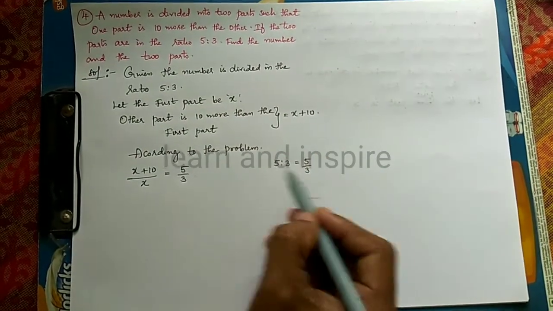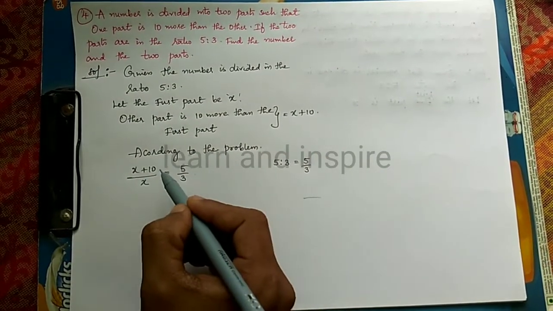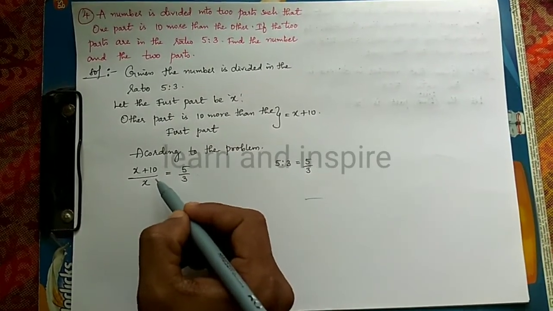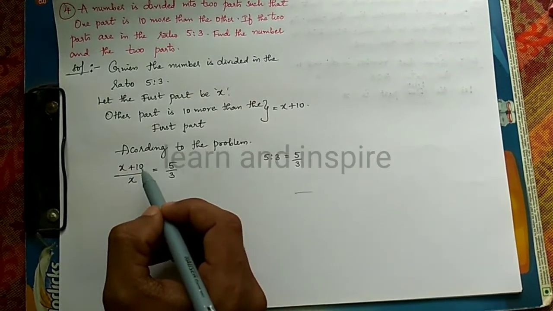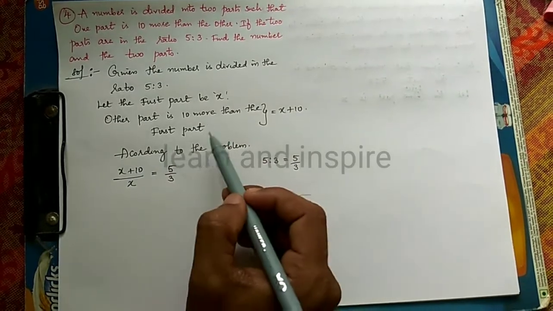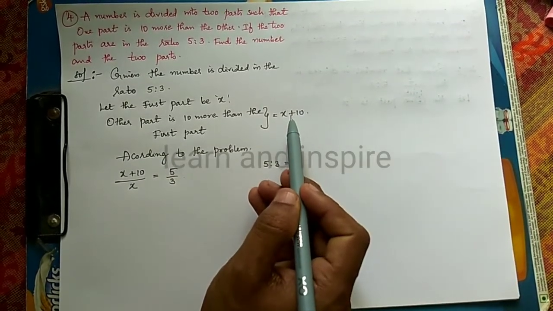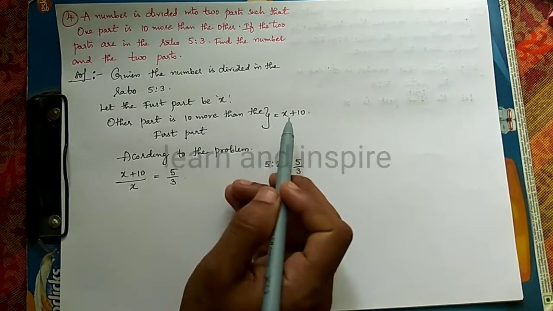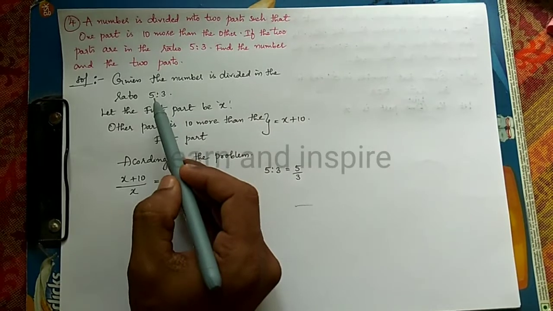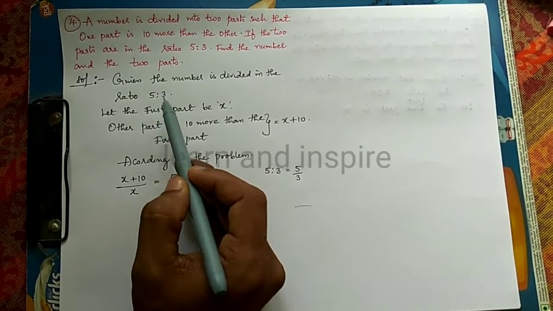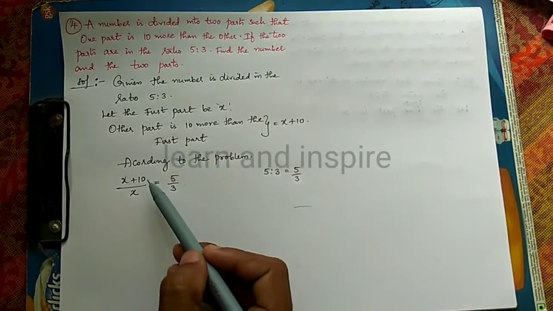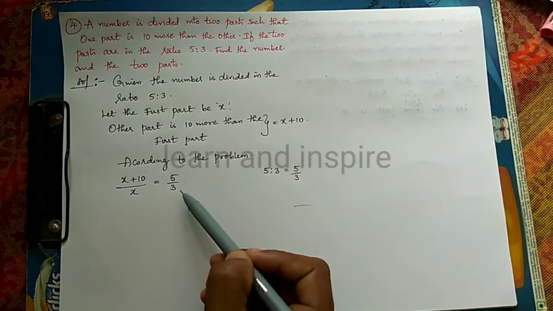So I have written 5:3 as 5/3, and x plus 10 is to x can be written as (x plus 10) by x. You may have a small doubt: why have we written x plus 10 in the numerator? Because this x plus 10 is bigger than the first part. In the ratio 5:3, 5 is the bigger part and 3 is the smaller part. In the same way, we first write the bigger part, then the smaller part.